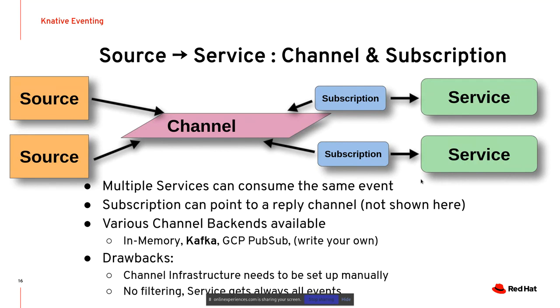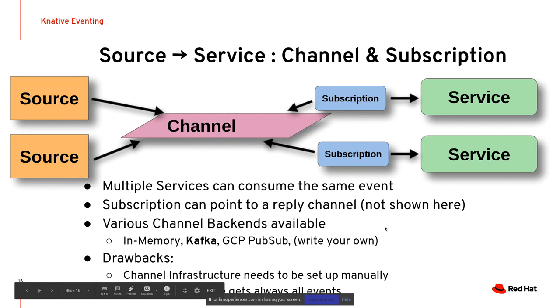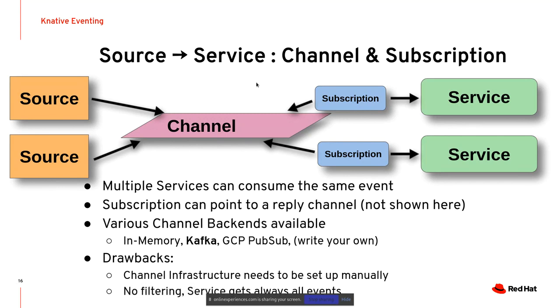So the channel API and the subscription with the reply channel give you a powerful tool to basically already build some data-driven applications. There's still one drawback here: if you do not want to use the default channel, you have to install it, which I did very conveniently using the Red Hat operators that I was showing you before. But still, there is no filtering. Filtering can be done by using the broker and trigger APIs, but that is a little bit out of scope due to time limitations today.